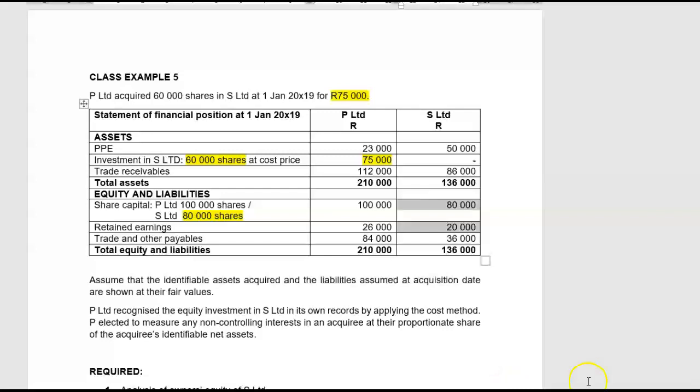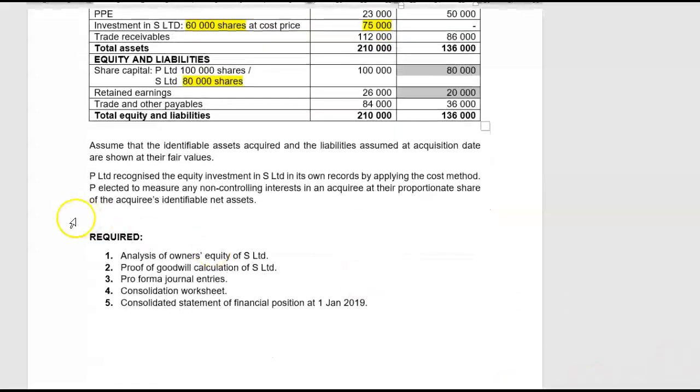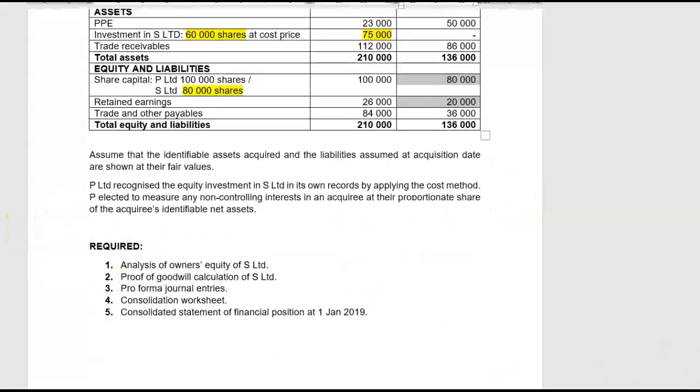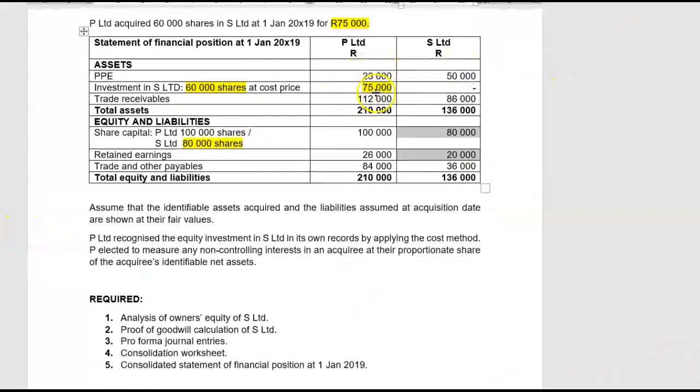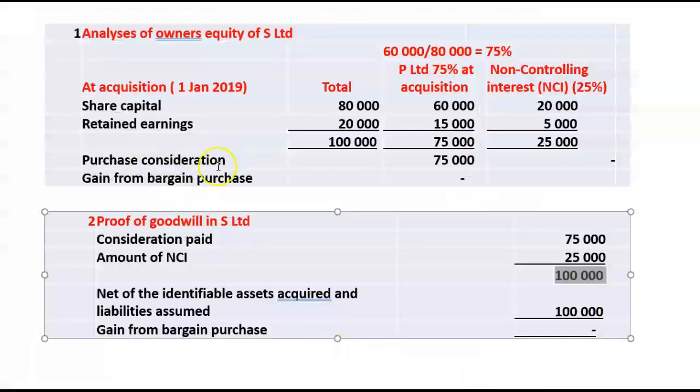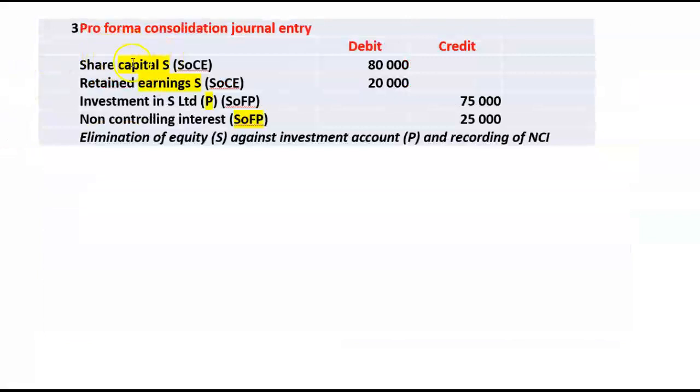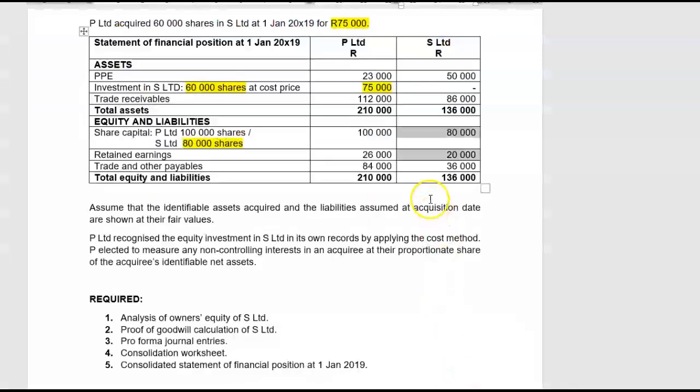The third part of the question, like all the others, wanted the pro forma journal entries. Now in the pro forma journal entries, we have to identify common items, and that is always all the same. It's the investment and it is the capital and reserves of the subsidiary company. So let's start here. Investment in S Limited, that is in P's books. We're going to credit that investment. And then in S's books, we have to take out the share capital and retained earnings. So we're going to debit share capital with 80,000 and retained earnings with 20,000.